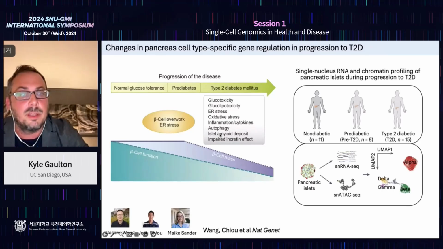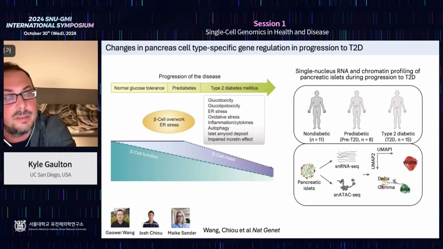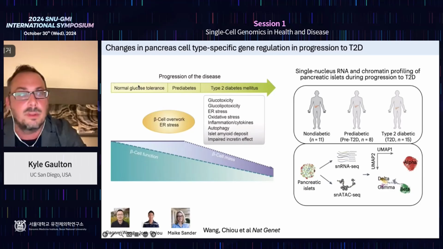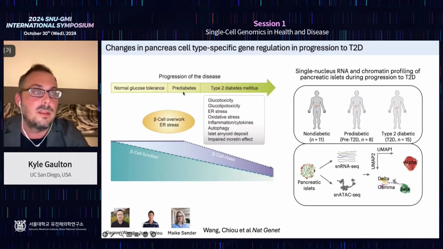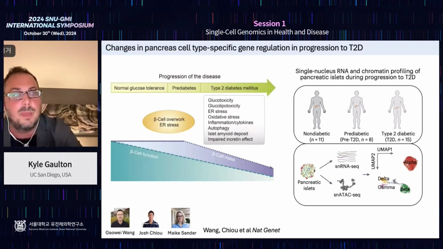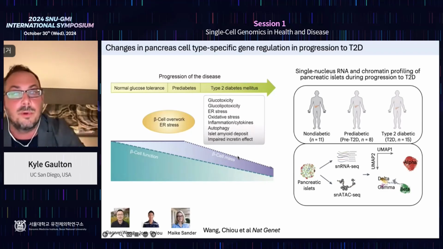But as I mentioned before, we're also looking at changes that are occurring in people who are actually progressing to disease. And so very briefly, I'll touch on this study, which was published in Nature Genetics last year, where we looked at progression to type 2 diabetes. Individuals could be normal glucose tolerant or have type 2 diabetes. And then there's a state that's known as pre-diabetes, where you have impaired glucose tolerance, where you're not diabetic, but you have reduced beta cell function. And it's oftentimes a precursor to developing type 2 diabetes.